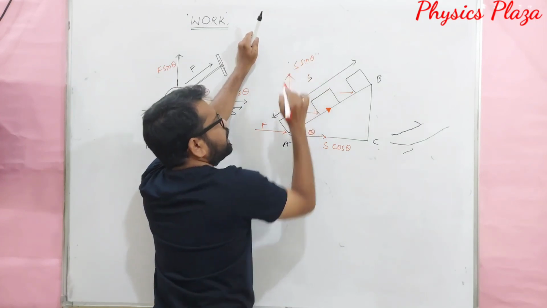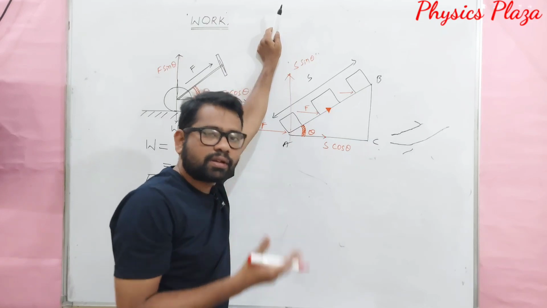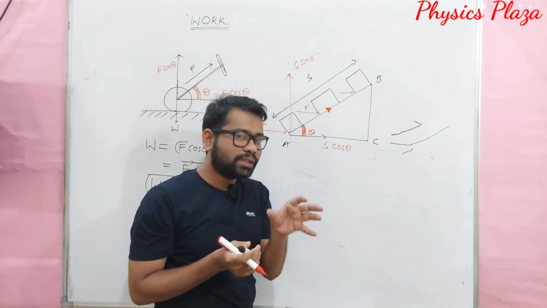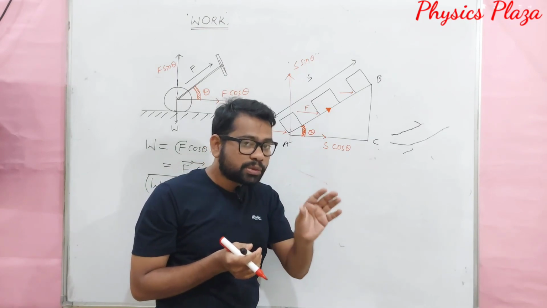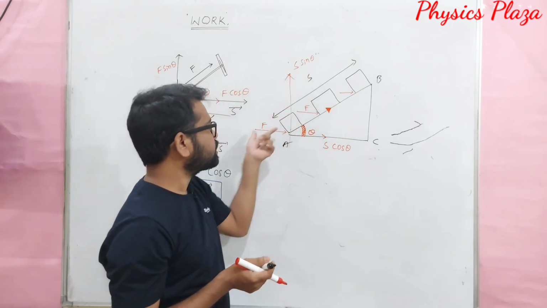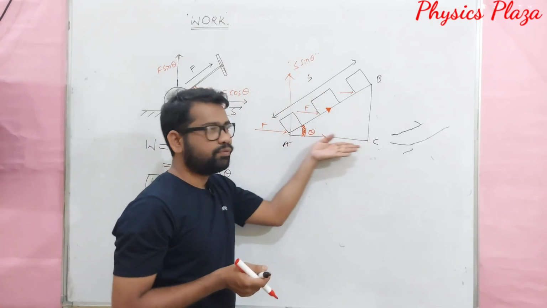S sin theta. Then again we will get a doubt, sir, which component of the displacement should we take? Should we take S cos theta or S sin theta? Children, we should consider the component of the displacement in the direction of force. So do you think that S sin theta is in the direction of force? Of course not here. So S cos theta is in the direction of force.